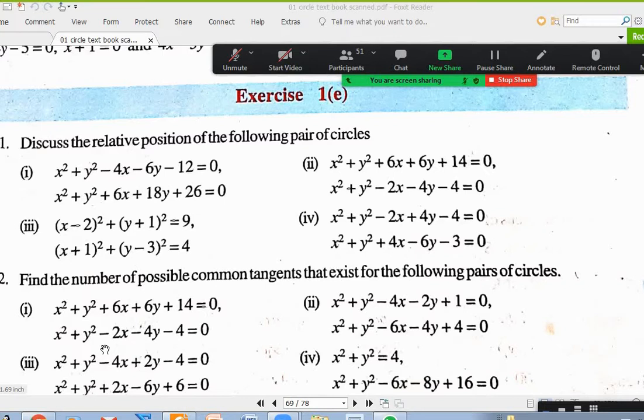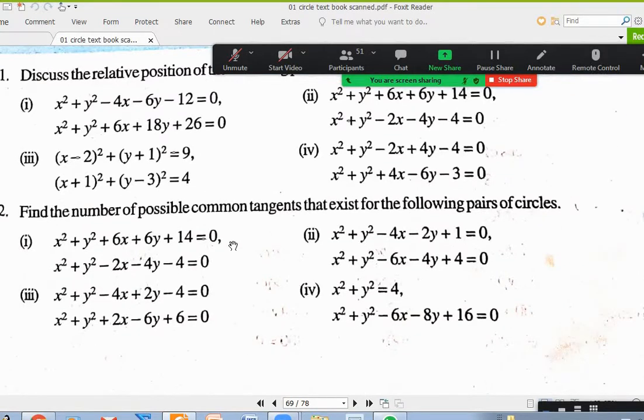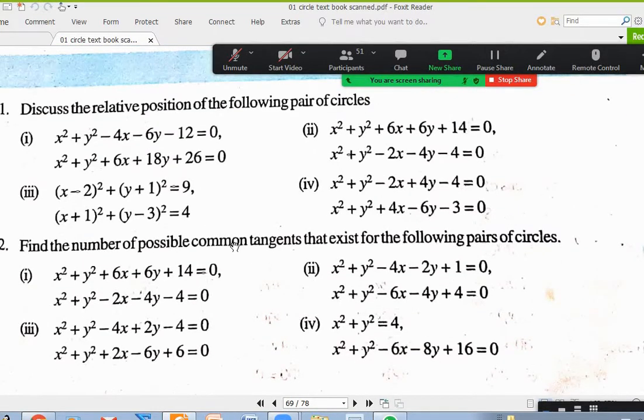Exercise 1E. I hope all of you tried. Any doubts about the questions which are on the screen? I think they're fairly easy. You can just find the centers, find R1 and R2, and see which belongs to which case, right?